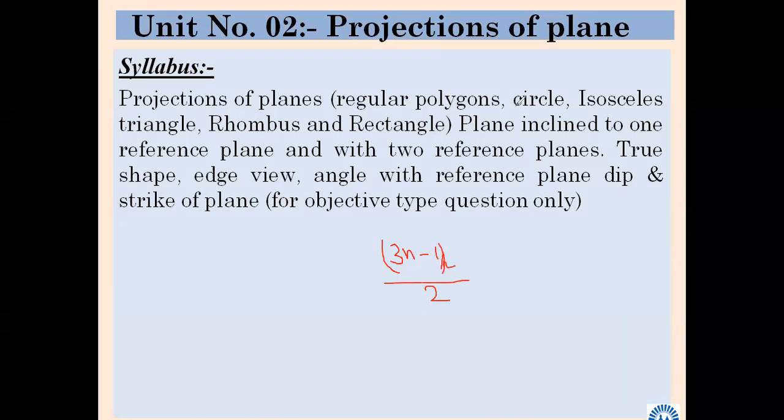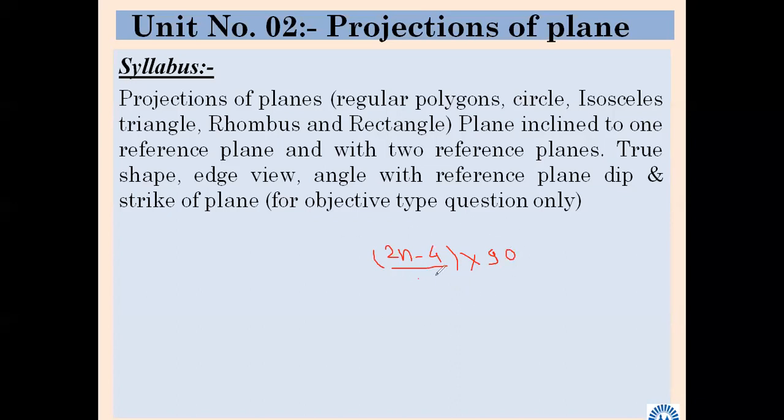Sum of internal angles of a polygon is (2n minus 4) into 90 degrees. Yes, 2n minus 4 into 90.